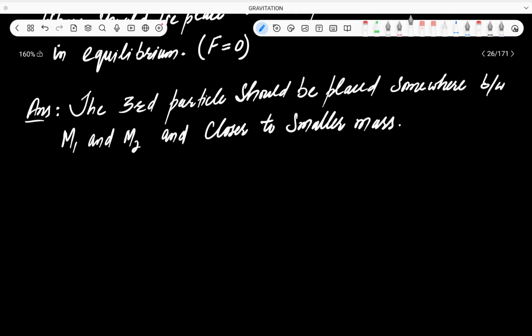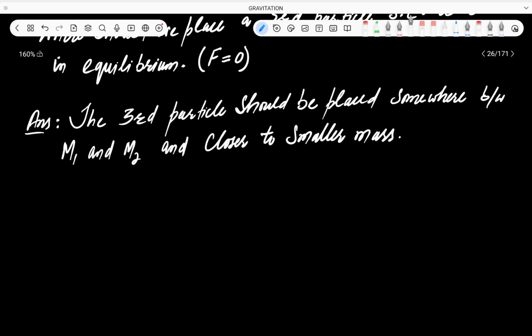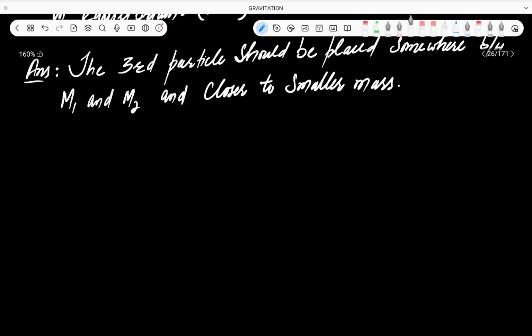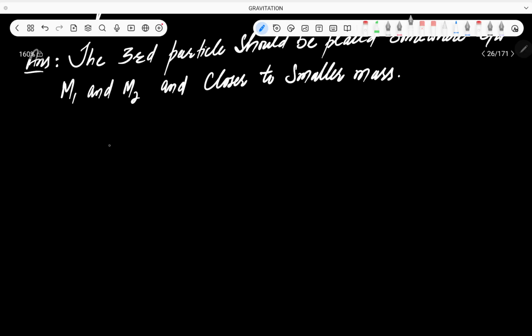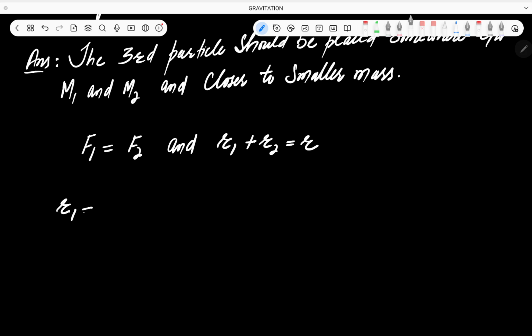We are supposed to calculate the values of r1 and r2. Can we do that? Easily we can do that. Equation number one is F1 is equal to F2. And equation number two is r1 plus r2 is equal to r. So we have two unknown variables and two equations. On solving these equations, we can finally get the values of r1 and r2. Let me write down directly the values of r1 and r2.